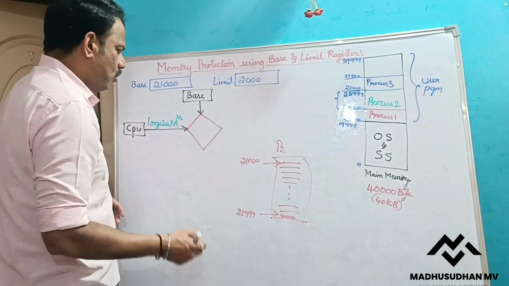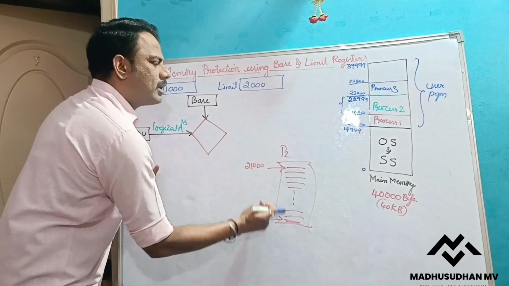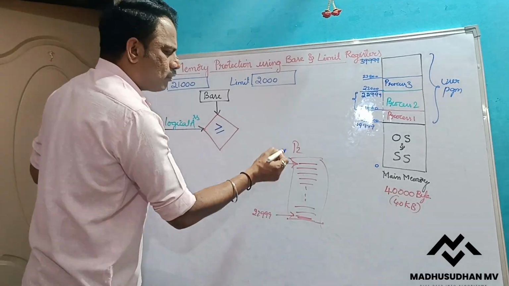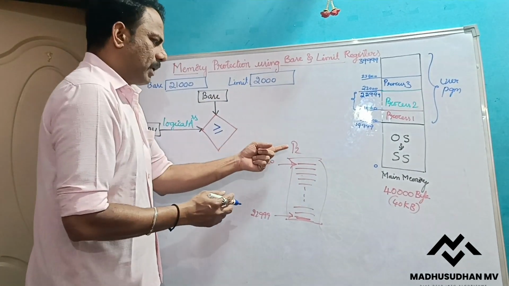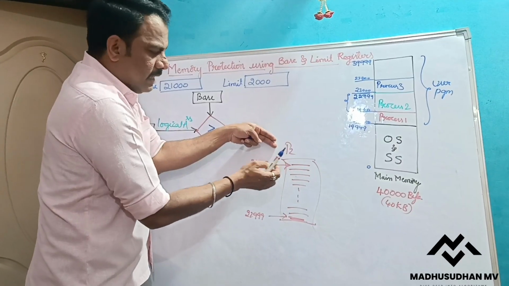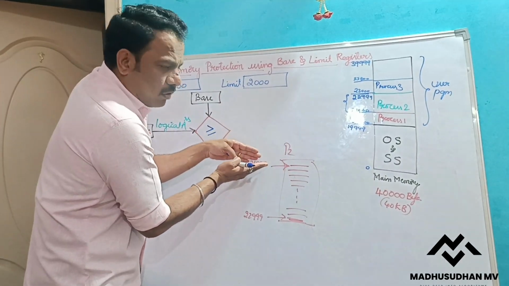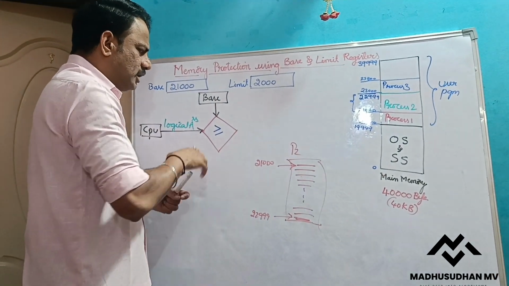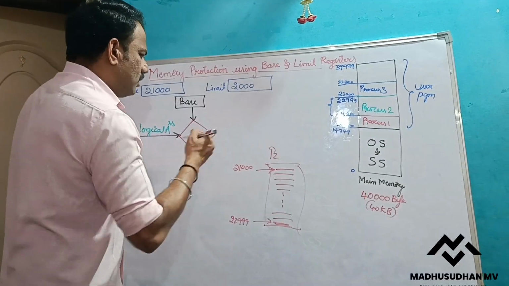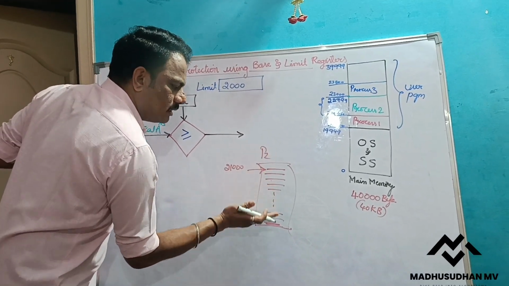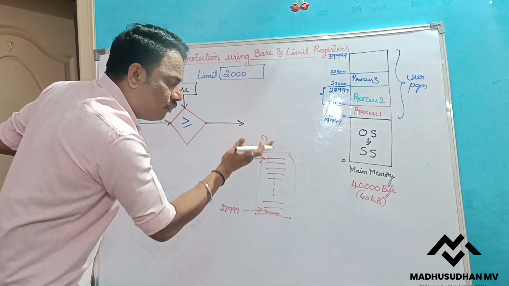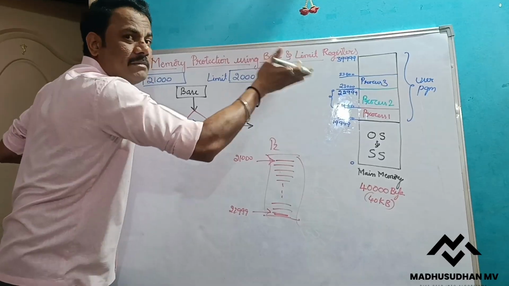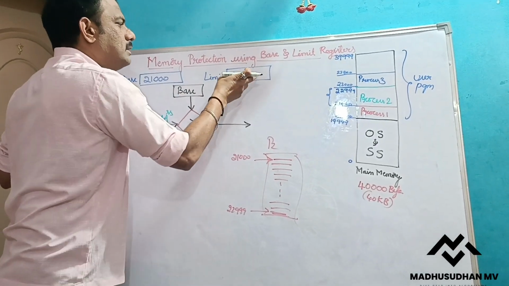So whatever logical address the CPU generates for this process, it should be greater than or equal to 21,000. If process 2 accesses anything greater than or equal to 21,000, it can access any instruction. Suppose this is true. But from 21,000, can it access anything? No. There are boundaries, and that boundary is in the limit register.